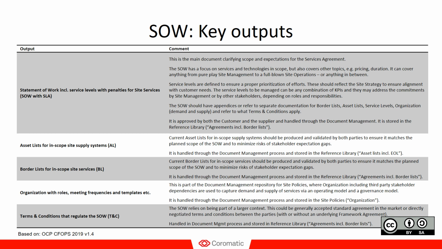Border lists, of course, is an important appendix to sort out, or appendices if you want to break it up depending on the different processes and systems and suppliers. But it's really important to clear this out, and the model used within the OCP framework is based on accountable, responsible, consulted and informed.